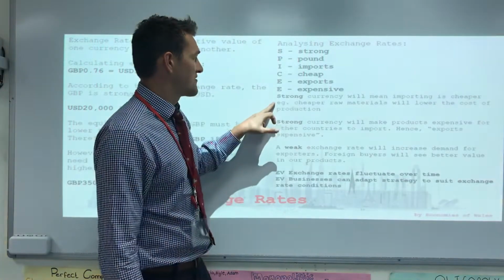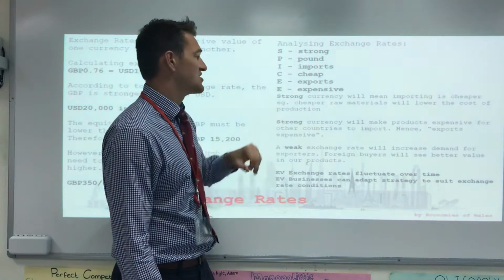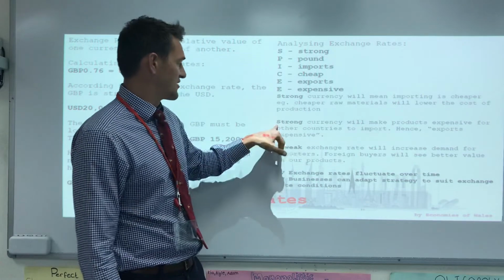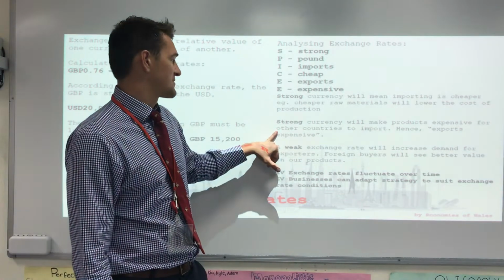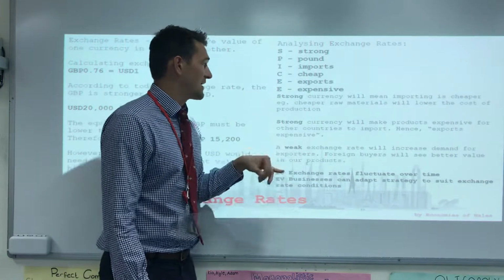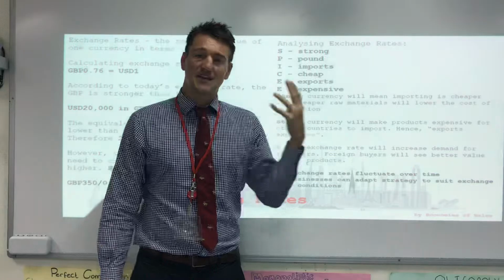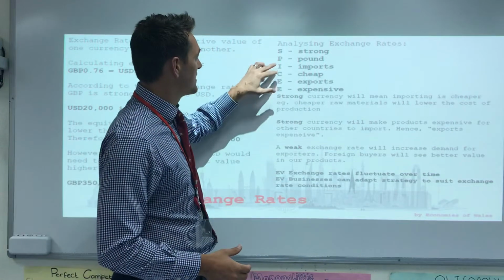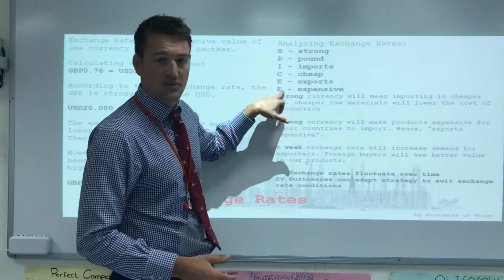So strong currency will mean importing is cheaper, e.g. cheaper raw materials will lower the cost of production. And then as I've already said, strong currency will make products expensive for other countries to import, hence exports expensive. If you have the other way around, so that's the situation if it's strong. What if the situation is weak? We just need to reverse it. So weak, imports will be expensive, exports will be cheap.